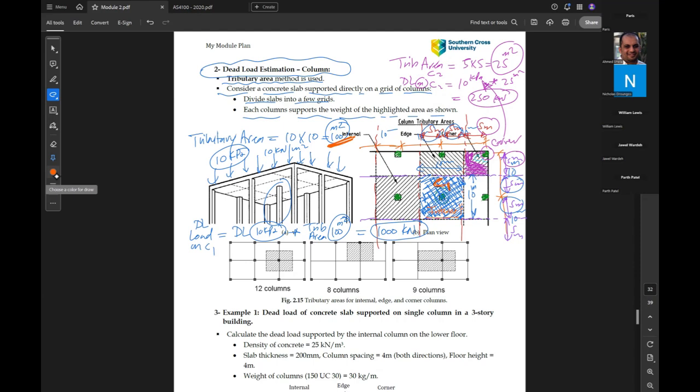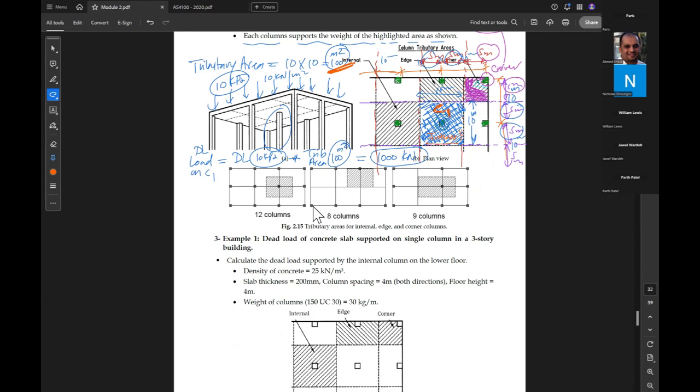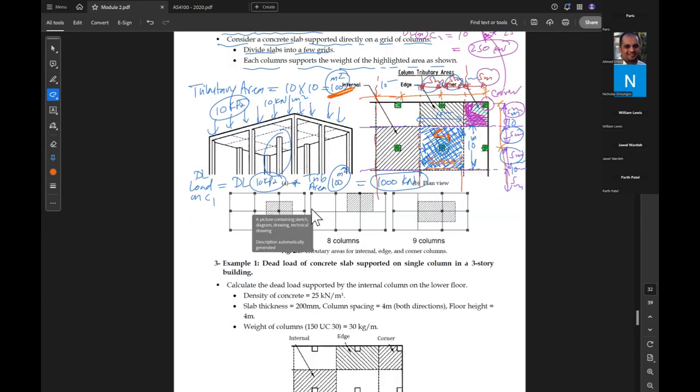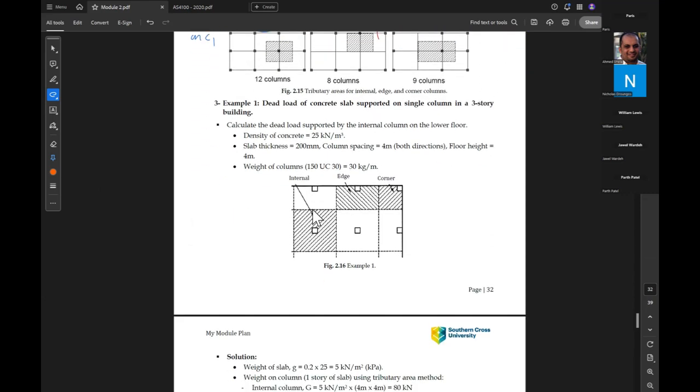So this is what we deal with. This is called the area method, an approximate method, but it is usually what is used for manual calculation. Okay, let's go to an example now for dead load on a support in a slab supported on a single column in a 3-story building.